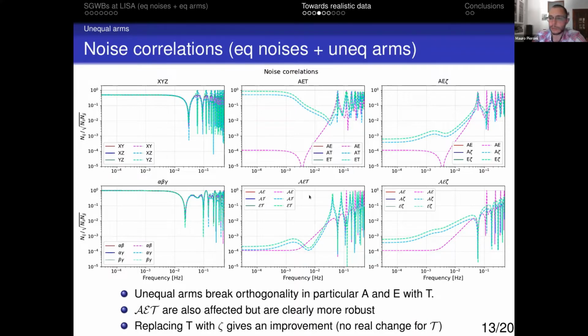But you can see now that when I look at the unequal arm case, off-diagonal terms become sizable, and in particular for terms involving T in the Michelson variables, they become close to order 1. So this can be problematic. Same thing is not happening if I replace T with this Z variable, and same goes if I use these orthogonal variables built out of the Sagnac variables. So both Z and these AET variables built out of Sagnac seem to be way more robust than standard Michelson variables.